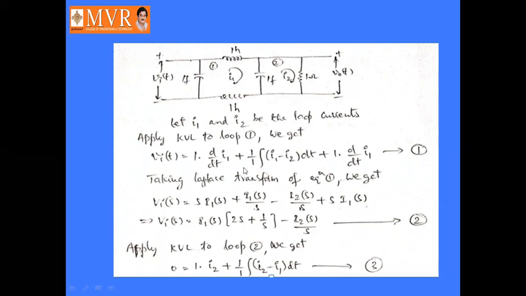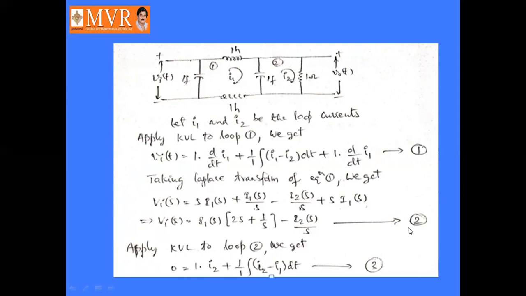Now we will take the Laplace transform of equation number 1, so that we get VI of S. VI of S is equal to, for d by dt of I1, that is S into I1 of S, plus for this integration, I1 of S minus I2 of S by S, plus S into I1 of S. So VI of S becomes, taking I1 of S as common, I1 of S into 2S plus 1 by S, minus I2 of S by S. Take this as equation number 2.